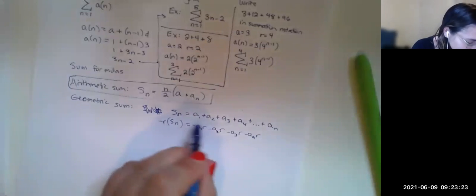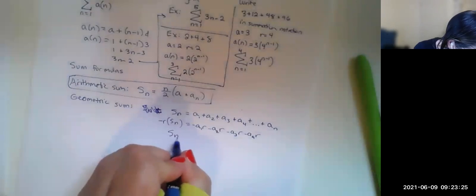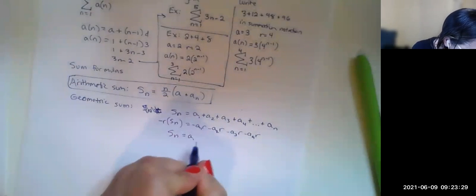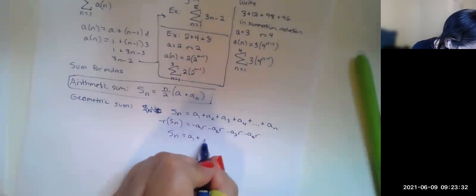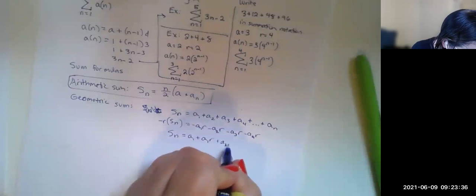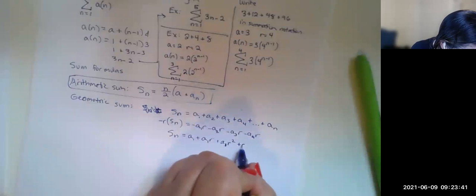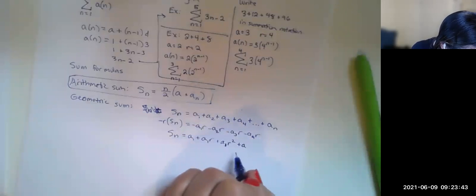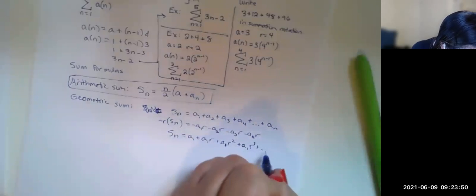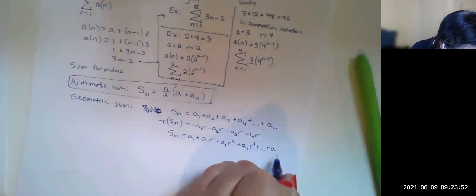What I want you to think about is you can also write the S of n formula like this. A1 is just A1, and then A2 is A1 times r. A3 is A1 times r squared. A4 is A1 times r cubed, and so forth until we get A1 times r to the n minus 1.